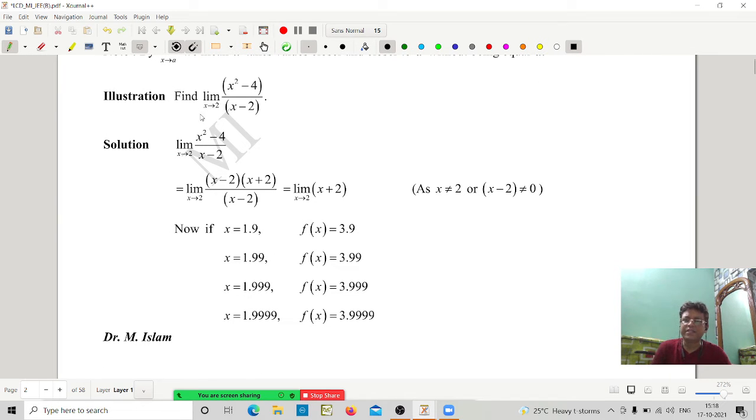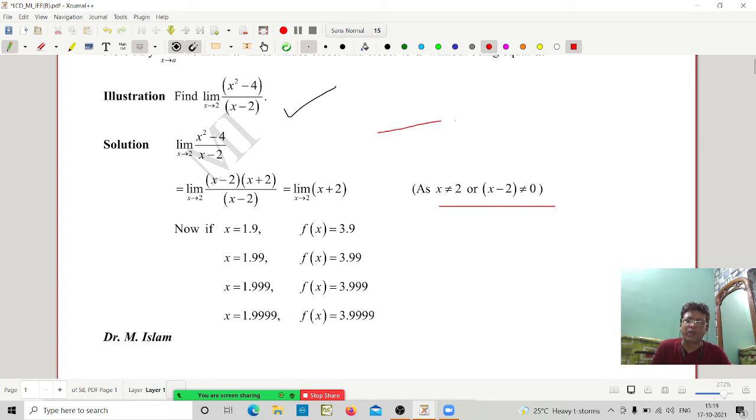Find limit x tends to 2, (x squared minus 4) by (x minus 2). Let us take this example. As x tends to 2, x is not equal to 2, so x minus 2 is not equal to 0, because x is approaching 2 from the left as well as from the right. So you can factorize the numerator as (x minus 2) times (x plus 2). The x minus 2 gets cancelled because x minus 2 is not equal to 0.